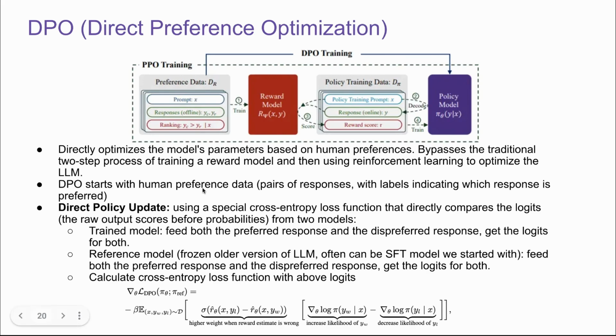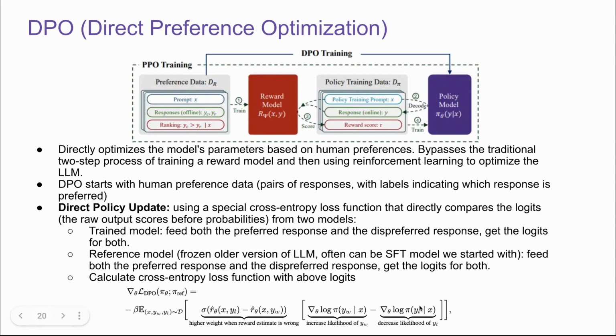So DPO starts with human preference data. It's basically pairs of responses with labels indicating which response is preferred. And then this is the smart part. It's using a special cross-entropy loss function that directly compares the logits from two models. First, it feeds both the preferred response and the dispreferred response to the trained model, and it gets the logits for both. And then it does the same, passing the preferred response and dispreferred response to the reference model. This is a frozen older version of the LLM, often the SFT model, and then it gets the logits for both. Afterwards, it calculates the cross-entropy loss function with the above logits.